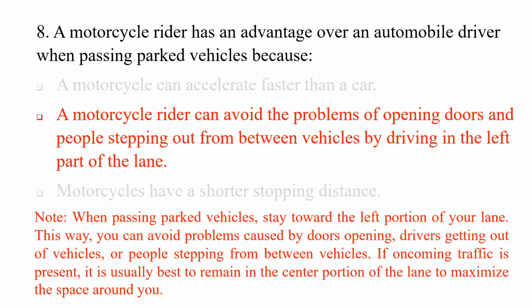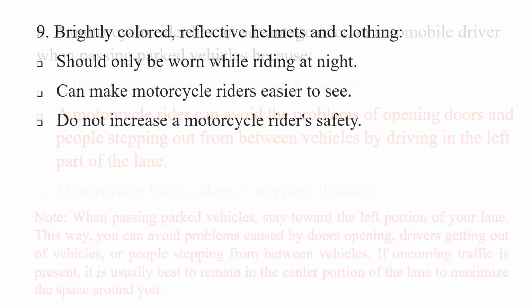The answer is option number 2. A motorcycle rider can avoid the problems of opening doors and people stepping out from between vehicles by driving in the left part of the lane. Note: when passing parked vehicles, stay towards the left portion of your lane. This way you can avoid problems caused by doors opening, drivers getting out of vehicles, or people stepping from between vehicles. If oncoming traffic is present, it is usually best to remain in the center portion of the lane to maximize the space around you.